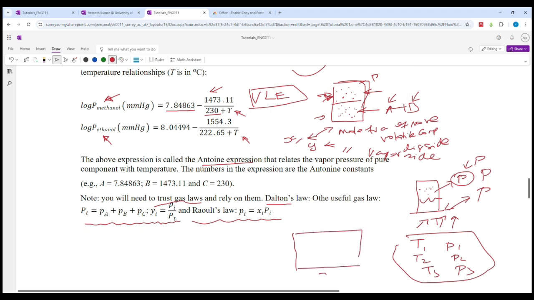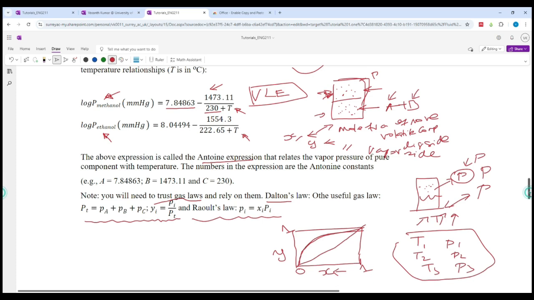An XY diagram is just a plot of x versus y. So this is the mole fraction of the more volatile component in the liquid phase, typically ranging from 0 to 1 because it's a mole fraction, and then the mole fraction of the more volatile component in the vapor phase should also range from 0 to 1. We will have a diagonal line, and typically you may see something like that. If one component is more volatile than the other, and if the system is ideal, then you will see some curve, something like that.